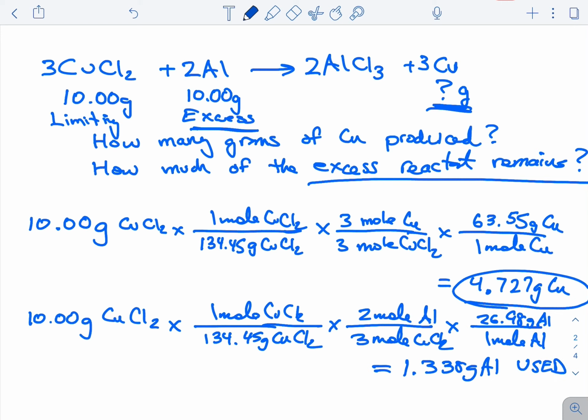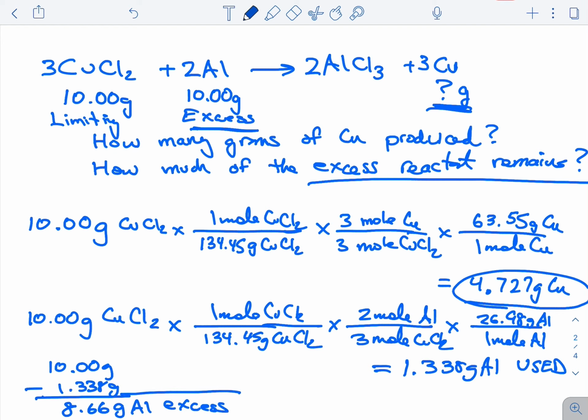I always like to write myself a note that that's how much is used in the process. So now we take our 10 grams of aluminum we had to begin with, we subtract our 1.338 grams that are used, 10 minus answer, and that gives us 8.66 grams of aluminum that are present in excess. Okay, so I told you 10 grams of aluminum is a lot. It's because it's a lot of moles of aluminum, because aluminum is really light. So the amount of aluminum that's left over is 8.66 grams.